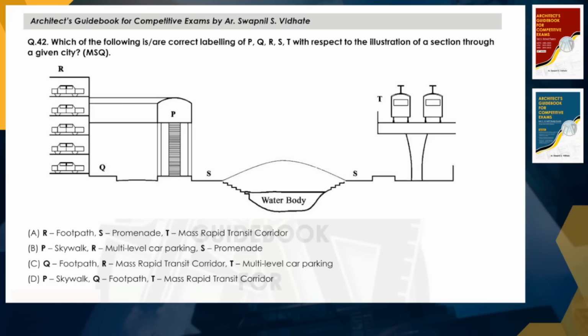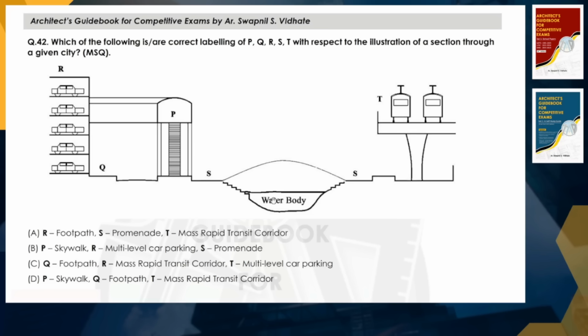Question 42. Which of the following is or are correct labeling of PQRST with respect to illustration of section through a given city? This particular illustration was provided. We have to correctly match what is the correct nomenclature for this. Option A, it says R is the footpath. Now the footpath cannot be at the top height of the multi-level parking, right? So option A is the incorrect one.